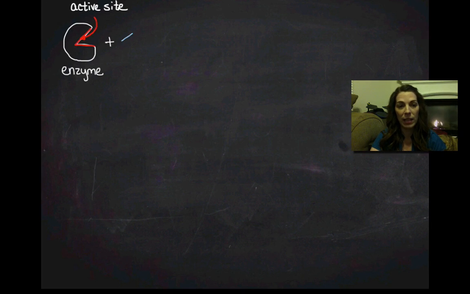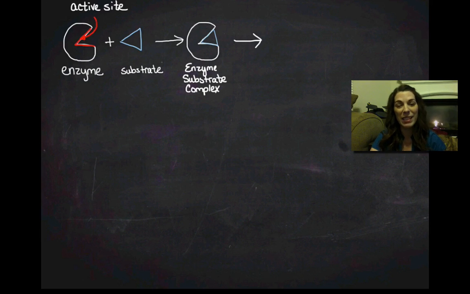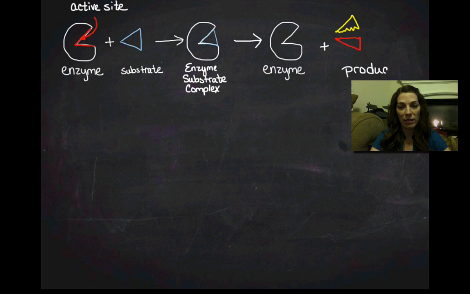So I have my active site, and then I'm going to have my substrate, pizza, blue pizza in this case. And then what's going to happen is they're going to join together. So they're going to bind together, and that's going to form an enzyme-substrate complex. Super original naming here, huh? Once my enzyme-substrate complex forms, the chemical reaction is going to proceed. And in this case, I'm going to have a catabolic reaction where I break my pizza down into two pieces. So I'm going to have my enzyme plus my products.